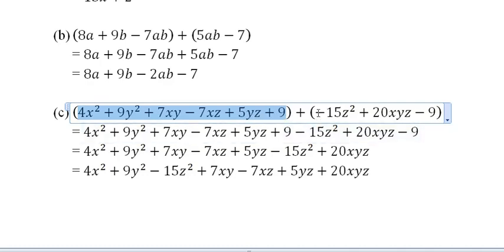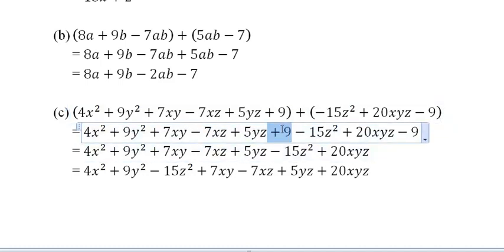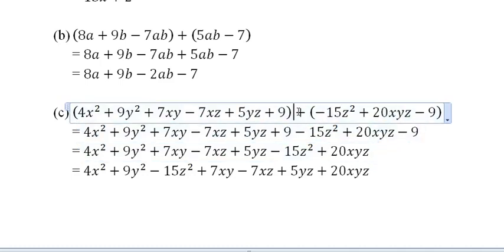Now the next expression is minus 15z square plus 20xyz minus 9. As I already said, you have to give a plus sign out here, and you have to give the bracket also. When you open the bracket of the first term, you just copy it without the bracket, because it will be the same as it is. And when you write the second expression, you have to remember that this plus sign will multiply with the sign of the given expression out here. So plus into minus, it will be minus.